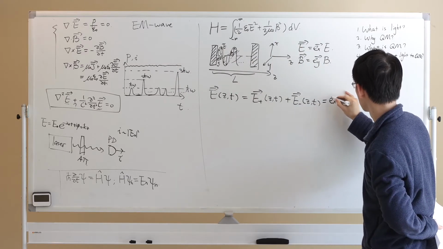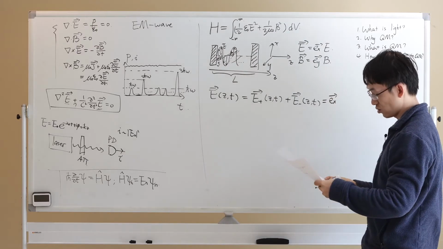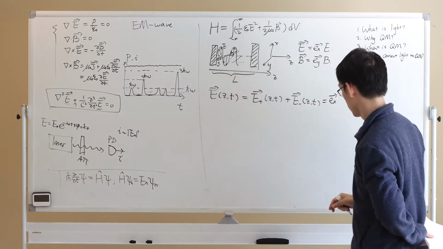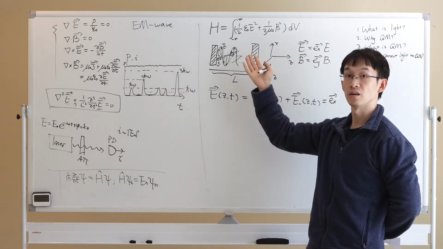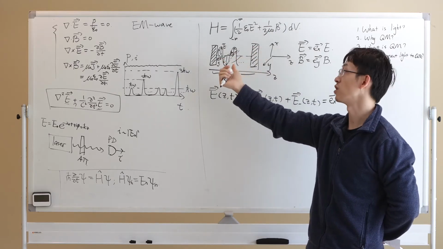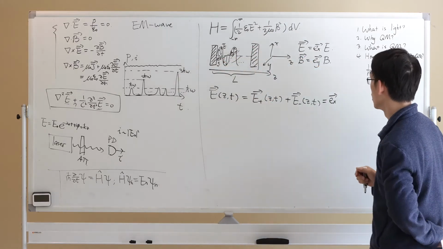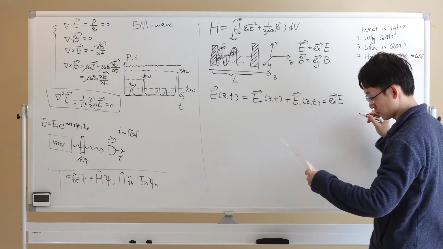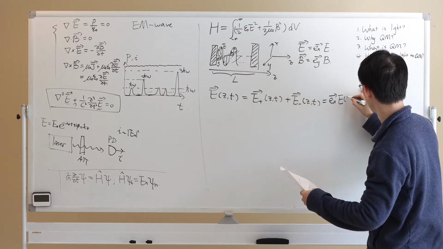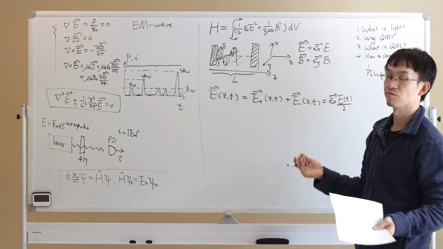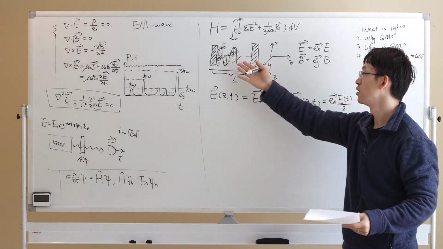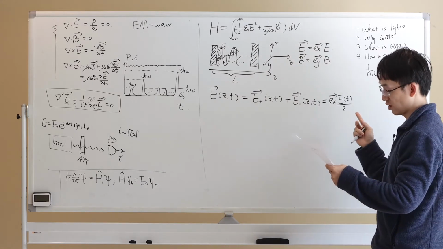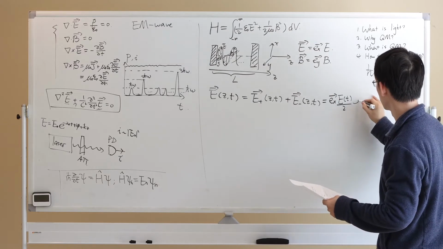So you have E_x, and you can assume that their magnitudes are the same. The mirror is perfect: whatever goes forward will be reflected backward. So you will have E, and here we add a factor of 1/2. The idea is that you're splitting the power between forward and backward, but technically you can add any number here.